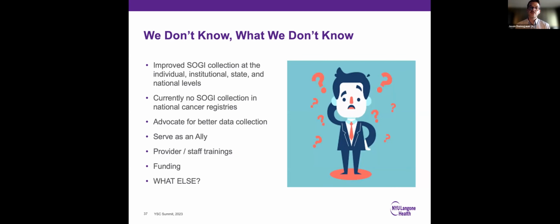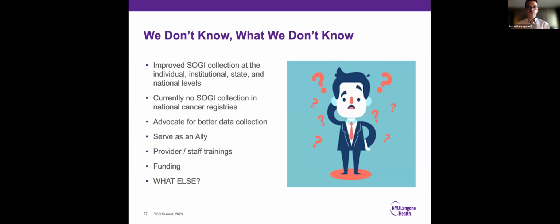Improved SOGI collection, or sexual orientation, gender identity, at the individual, state, institutional, and national levels is important, because it allows us to not just see what's happening at our own institution, but what's happening across the nation, and allows us to better identify those nuances at the intersection of identities. Currently, no sexual orientation, gender identity collection exists in the National Cancer Registry, so we really don't know what's going on across the nation.